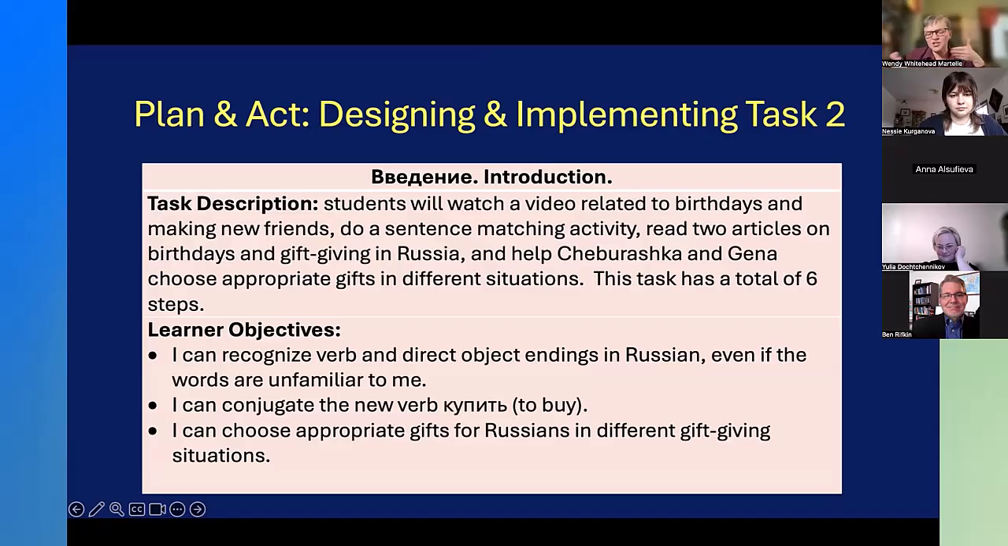So this was like a decision-making, or problem-solving, type of task that they had to do. And at this stage, they grammatically start to recognize direct object endings. And then they learn the verb kupit, and being able to choose appropriate gifts.